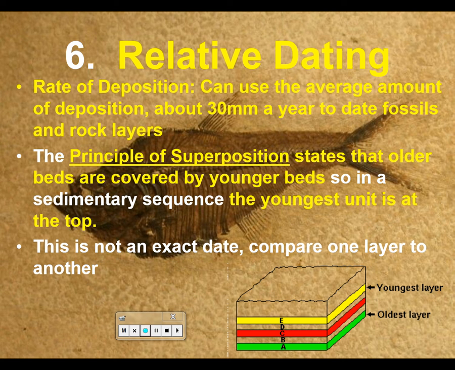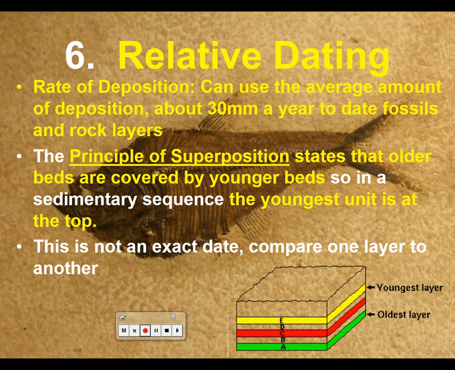The average amount of deposition is about 30 millimeters a year. So if you see a sample of rock and you find a fossil in there, and you want to find out when that fossil was laid down on top of the rock, you can go from the top down and subtract 30 millimeters a year to figure out how long that rock has been there, or the fossil has been there.